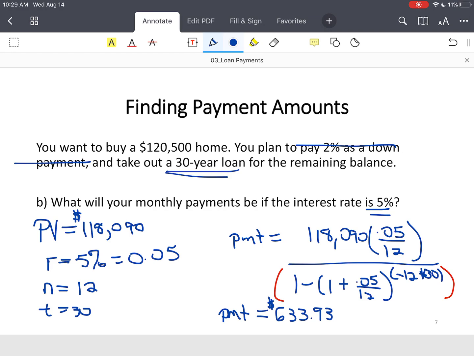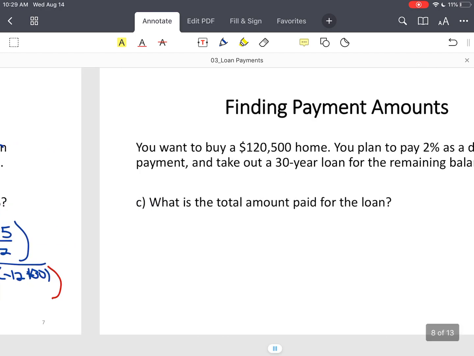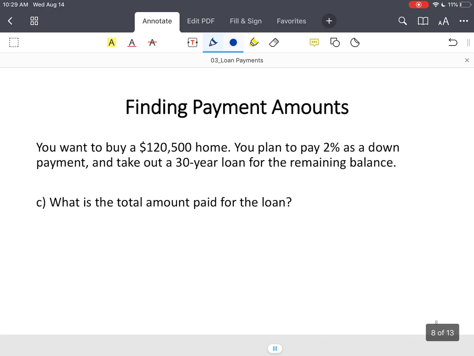All right, so now let's recap. We found out what our loan amount would be based on our down payment. Then we found out what our monthly payment would be. So now we've got to answer 2 more questions, and these are the most important questions. What's the total amount paid for buying this house, particularly over the 30-year payment period? And then how much interest did we pay in terms of borrowing this house? So question C, total amount paid for the loan, or for the life of the loan.